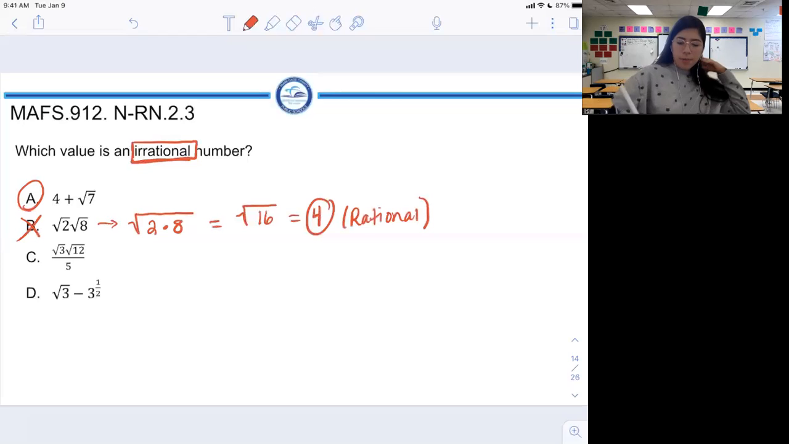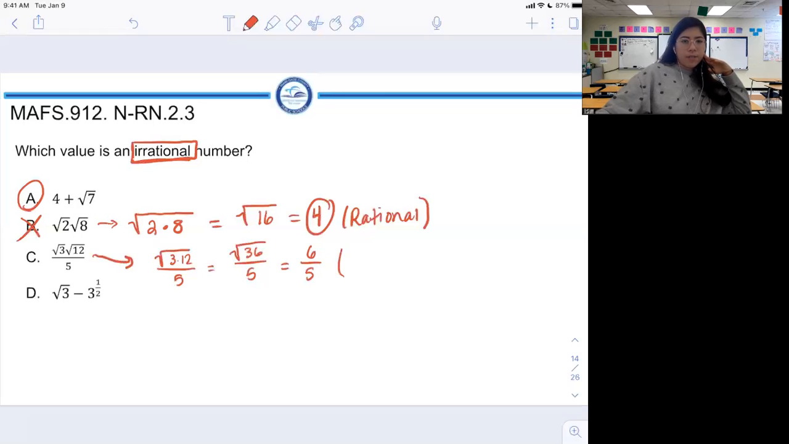Okay, what about this one? The square root of 3 times the square root of 12, over 5. 12 times 3 is 36. What's the square root of 36? You should know this. 6. So this is 6 over 5. Is that rational or irrational? It's a fraction, which means it's rational.